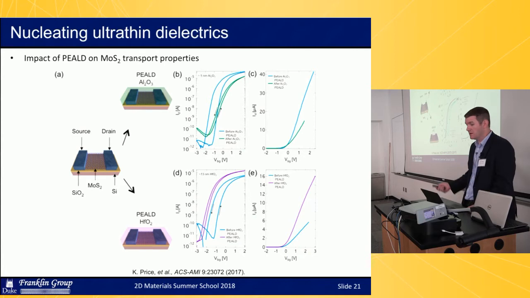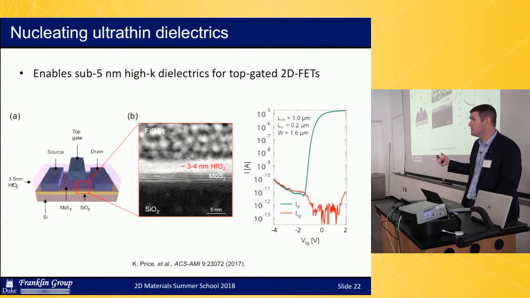So we further showed the scalability with a top gate dielectric from the material. So this is a 3 to 4 nanometer thick hafnium oxide dielectric used as the top gate dielectric. And you can see in the subthreshold plot, the fact that the leakage current remains down really low, especially considering the fact that you have a dielectric that's EOT is below 1 nanometer in this case.